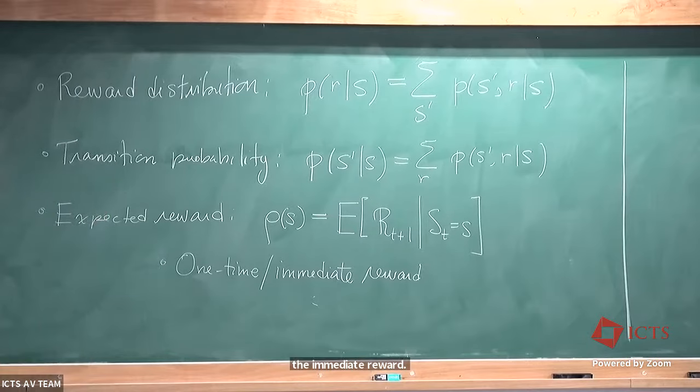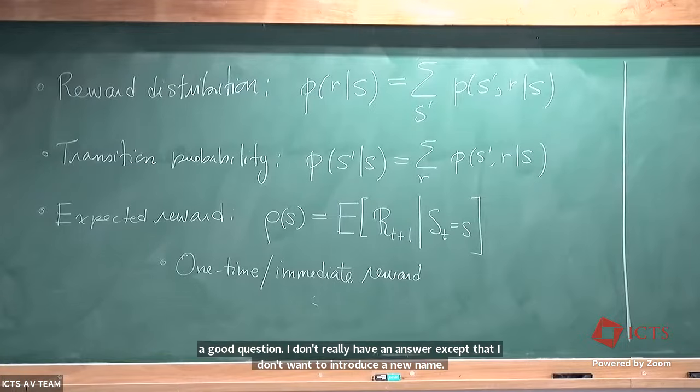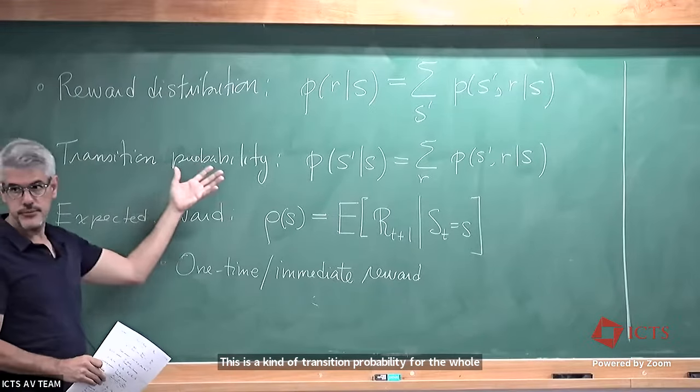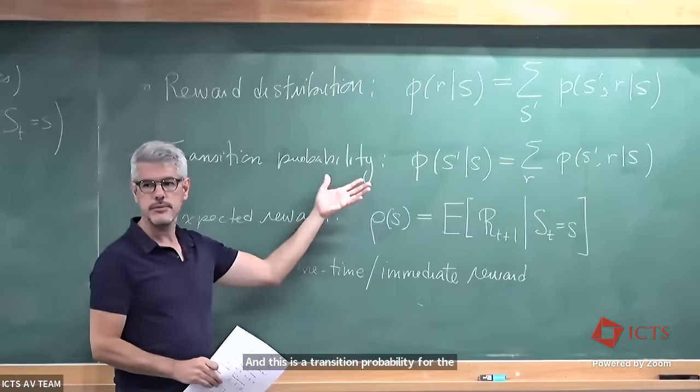Why are we calling both the marginalized-to-reward thing and the dynamics the same? It's a good question. I don't really have an answer except that I don't want to introduce a new name. This is a kind of transition probability for the whole dynamics, and this is a transition probability for the Markov chain dynamics itself.